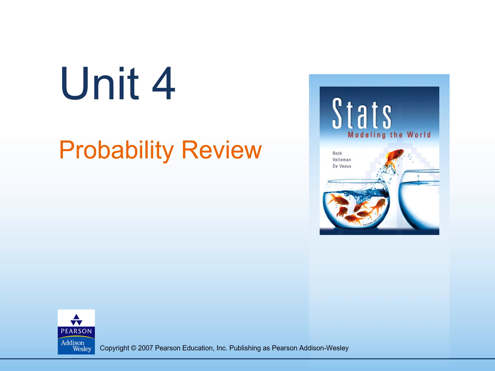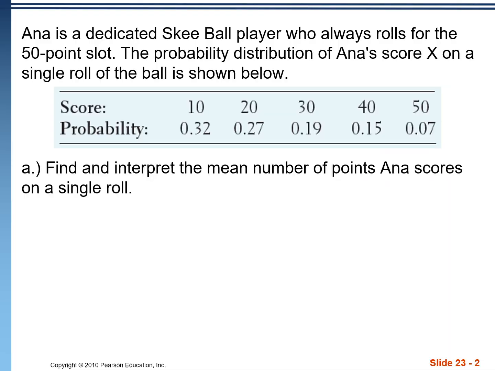This video will cover everything in Unit 4, which were all those chapters covering probability. Anna is a skee-ball player and she always rolls for the 50-point slot. She's collected enough data to make this probability distribution showing the likelihood of her scoring any given number of points. We have that in this table here, and the first question is to find and interpret the mean number of points that Anna will score on a single roll.